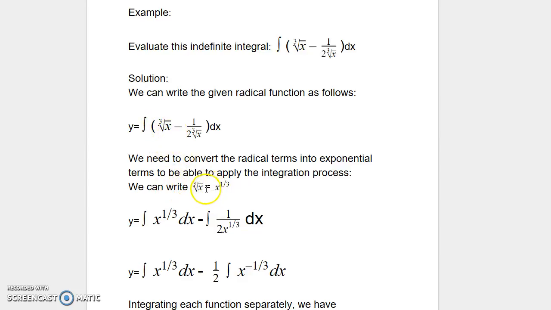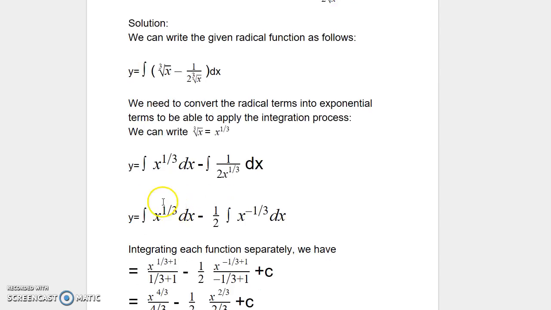Cube root of x is a radical term, and we can write it as an exponent, as x to the power of 1 over 3. Those are some of the rules of converting the radical terms to exponential terms.